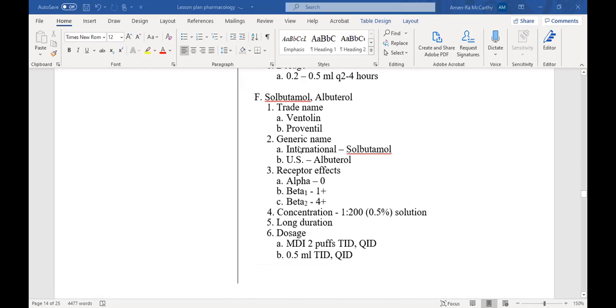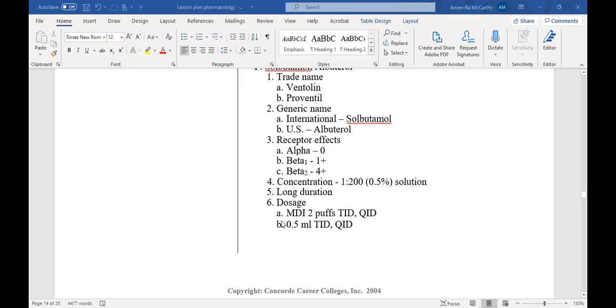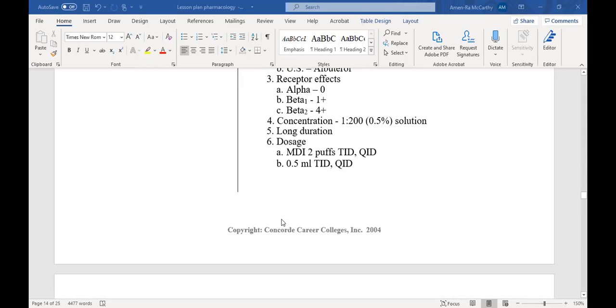So when you're making your cards, I recommend generic name on one side, then on the other side have the trade names, the strength, and the receptors, right? The duration and dosage, all that stuff on the other side, okay? That's going to help you memorize this stuff. All right.